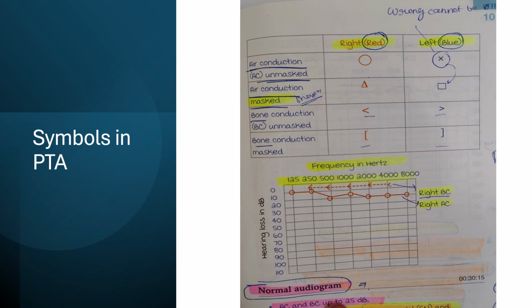So what are the symbols used in PTA? You remember, red is for right, and since wrong cannot be right, cross is for left. So cross cannot be for right, cross has to be for left. So this is the mnemonic. Standardized symbols make PTA universal. Also remember, O is for right AC unmasked, and cross is for left AC, and brackets are for bone conduction. Use masking symbols whenever needed. This allows quick interpretation and comparison across the test.